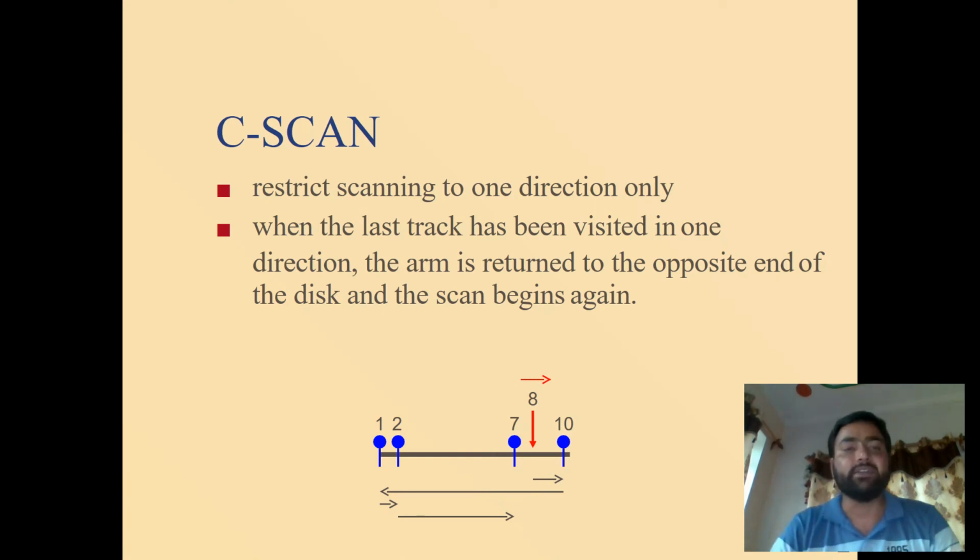Then comes C-SCAN, the circular scan algorithm. In C-SCAN, it restricts the scanning of requests to one direction only. That is, when the last track has been visited in one direction, the arm is returned to the opposite end of the disk and then the scan begins again in the same direction. Let's understand this with an example.